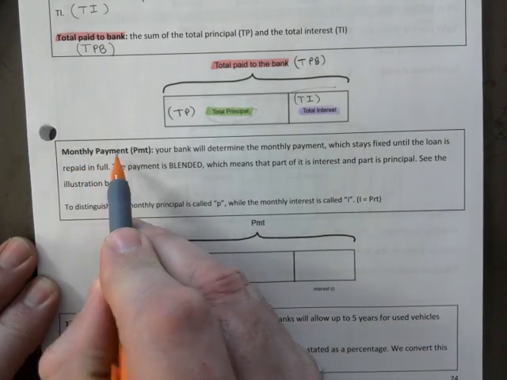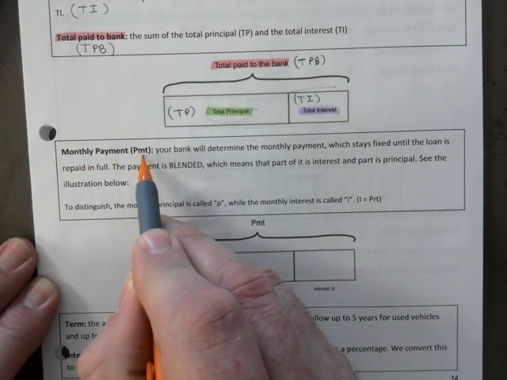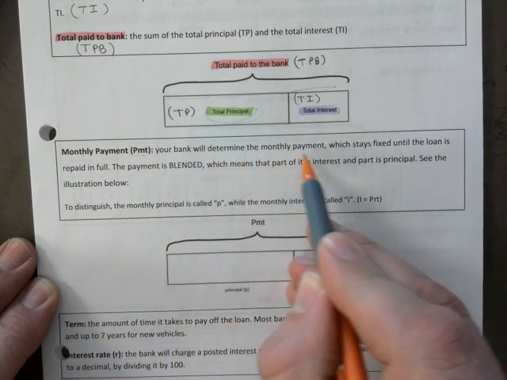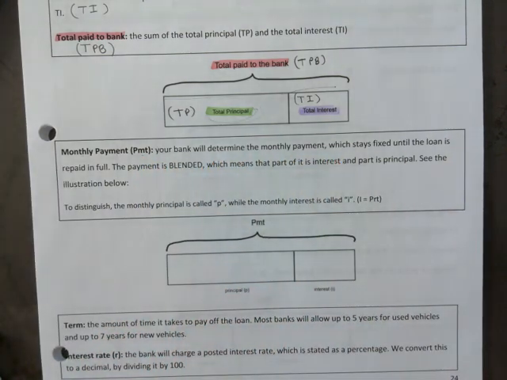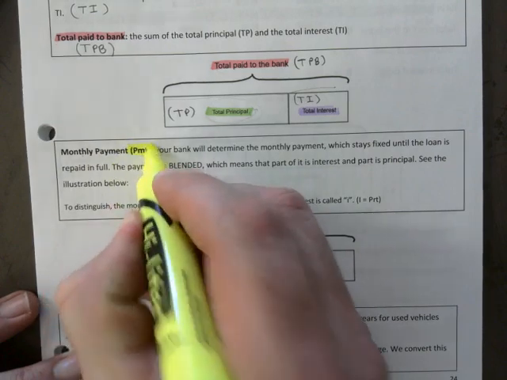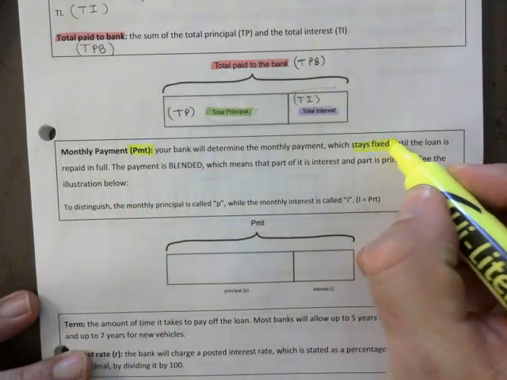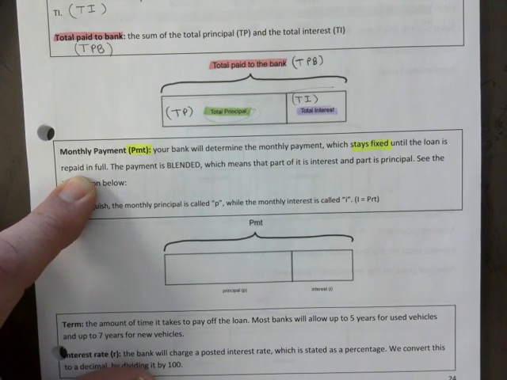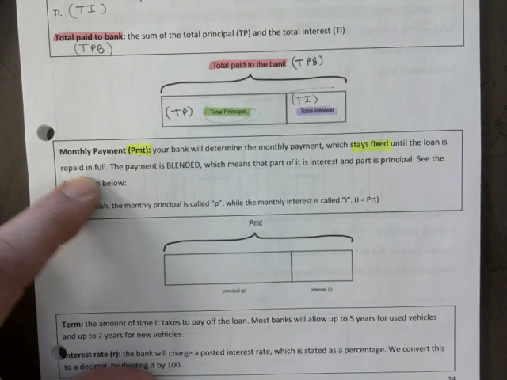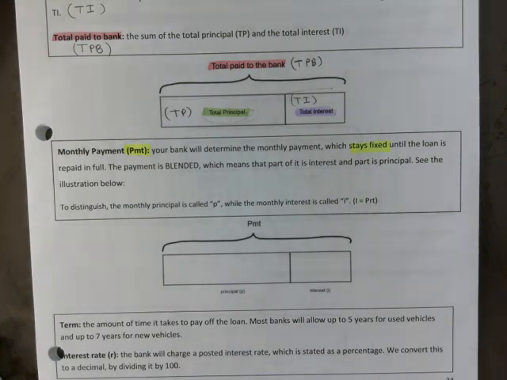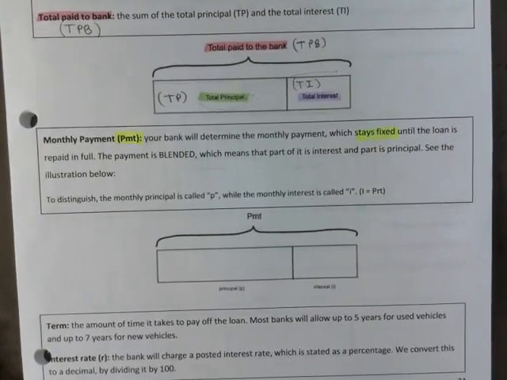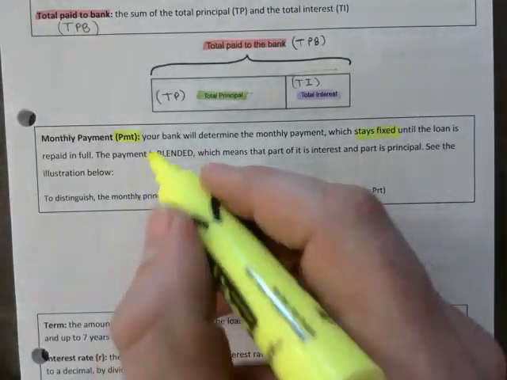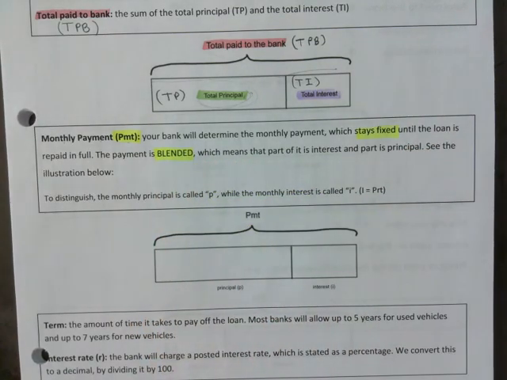So the monthly payment, which I call PMT, is determined by your bank, and it stays fixed. Right? The payment stays fixed until the loan is repaid in full. The payment is blended. You all know what a blender does, right? It just mixes everything up. So the payment is a blend of two components.